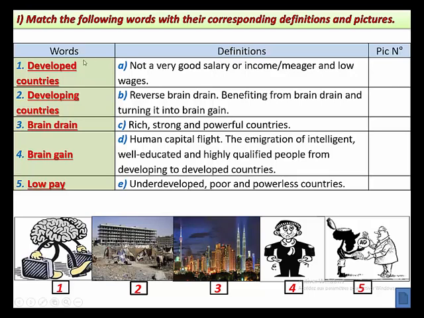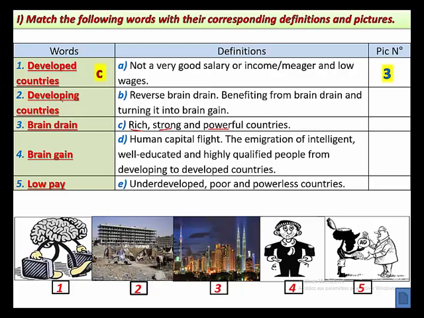Let's correct. Developed countries. So which definition is it? Yes, very good. It's C. Rich, strong, and powerful countries. And here the keywords are rich, strong, and powerful. Okay? Which picture corresponds to this word or this definition? Yes, excellent. So, picture number 3, developed countries.